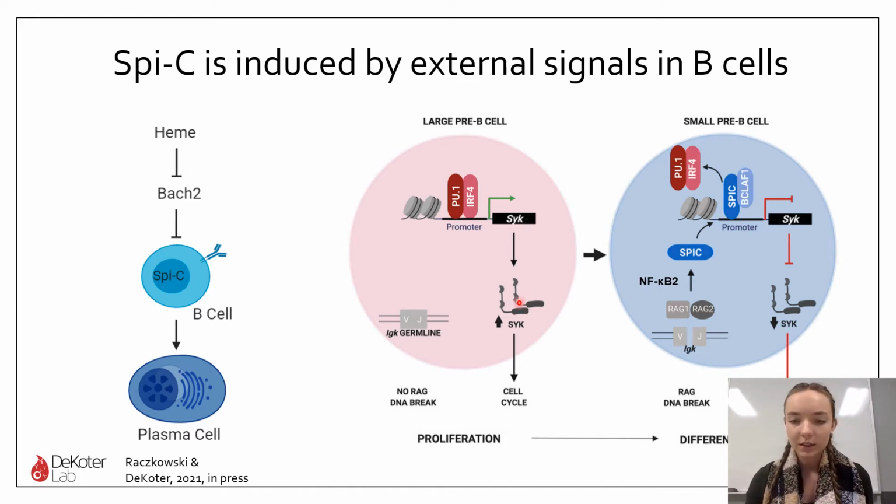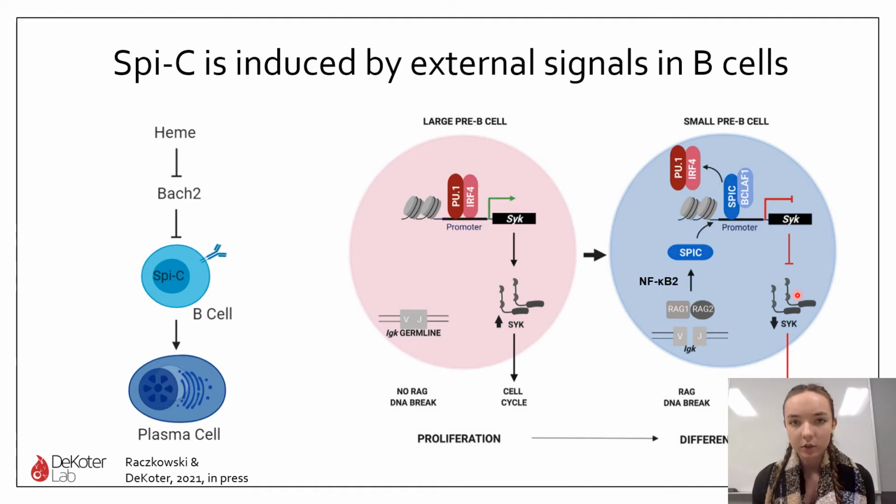How this works is RAG generates double-stranded breaks that occur during small pre-B cell development in the Ig light chain genes. This leads to the expression of Spi-C in an NF-kB2 dependent pathway. What Spi-C does here is bind to the promoter of genes like Syk and Blink, which are involved in B cell receptor signaling. It actually does so by displacing its highly related family member PU1 and its complex. What Spi-C is thought to do when it binds to these promoters is block entry of these cells into the cell cycle.